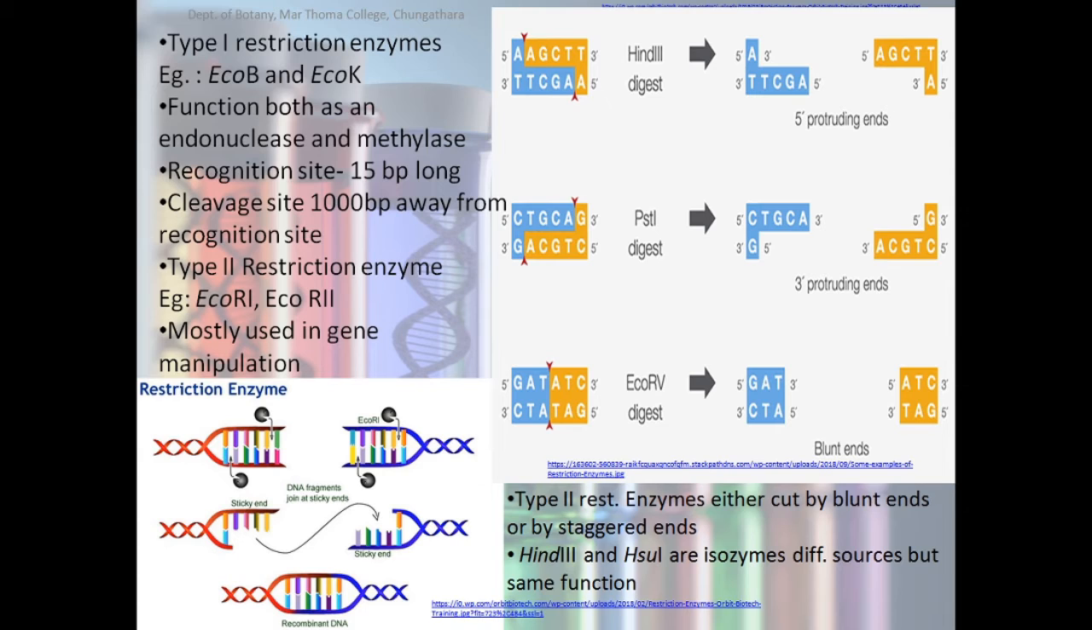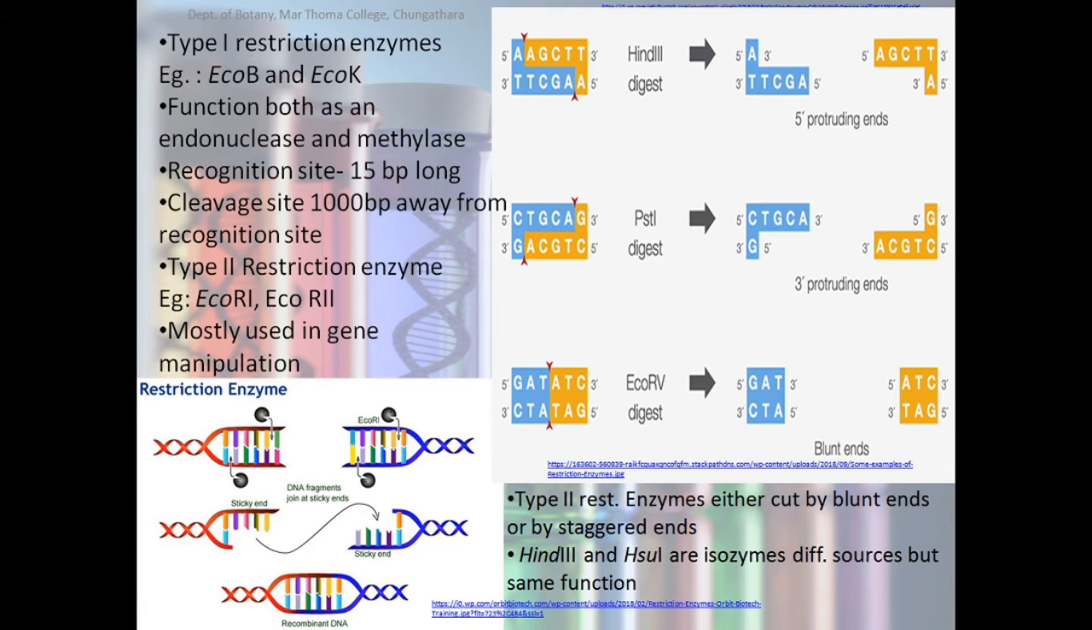Examples for type 1 restriction enzymes are EcoB and EcoK. They function both as an endonuclease and also as a methylase. In this case, the recognition site is a 15 base pair long sequence and the cleavage site is around 1000 base pairs away from the recognition site.